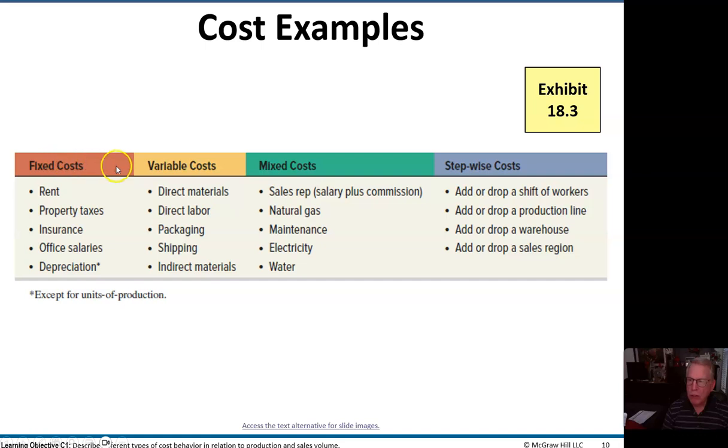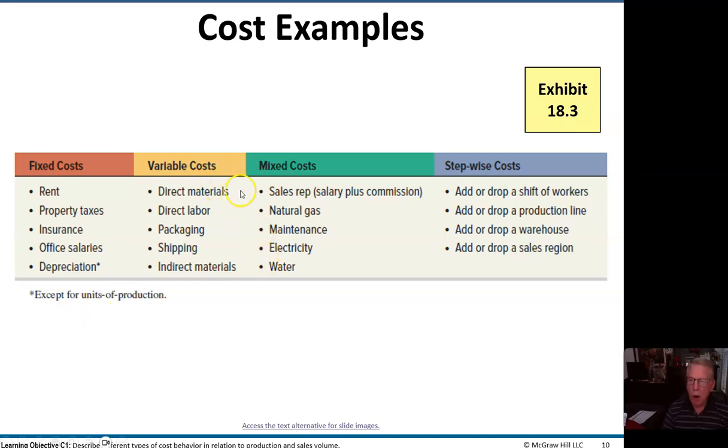All right, cost examples. Let's look at fixed costs. I mentioned rent, but we also have several others: property tax, insurance, office salaries, depreciation. They asterisk that and say that's not for units of production. This would be just straight line depreciation.